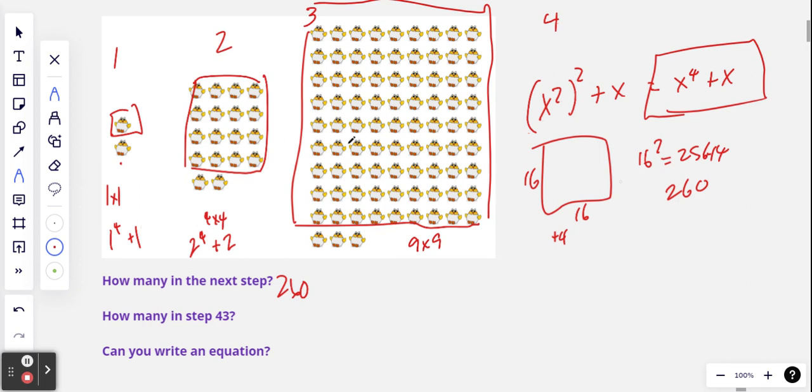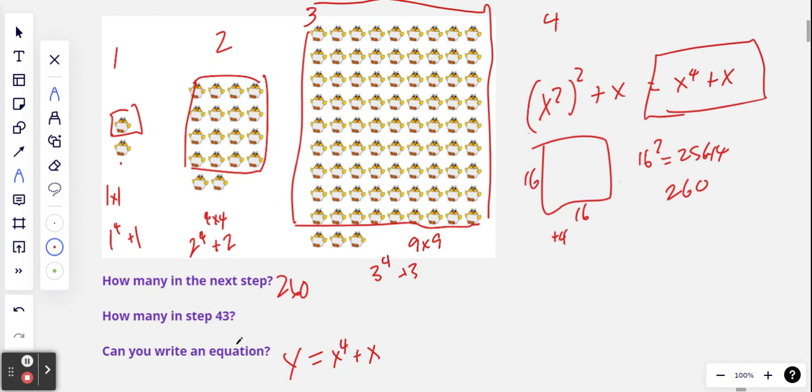And here we would have 3 to the 4th. 3 to the 4th is 81. 3 to the 2nd is 9. 9 times 9 is 81. And that's how many we have right here, plus the 3 left over for the x. Yeah, so this equation does make sense. So I think I can trust it. So I'm going to write this down as y equals x to the 4th plus x.